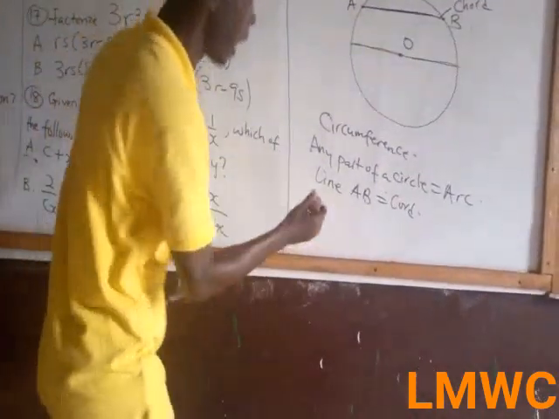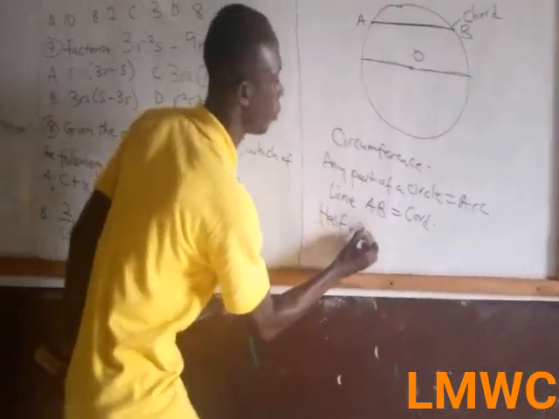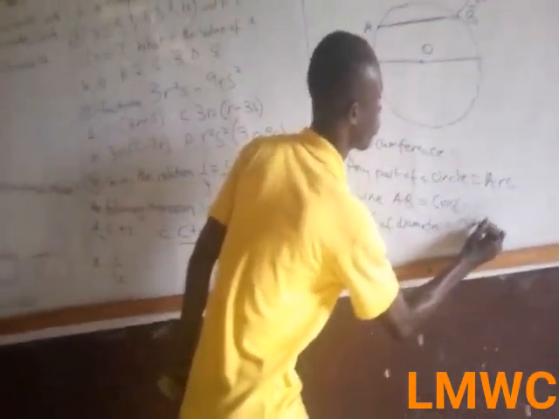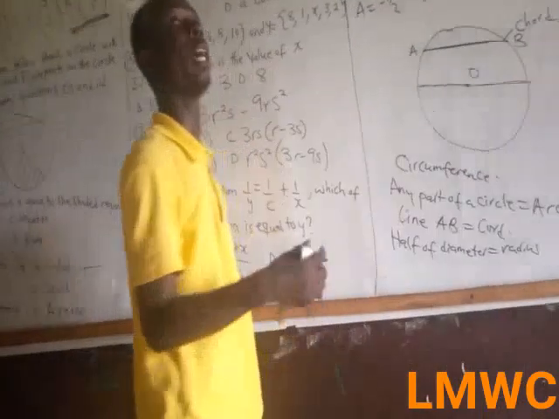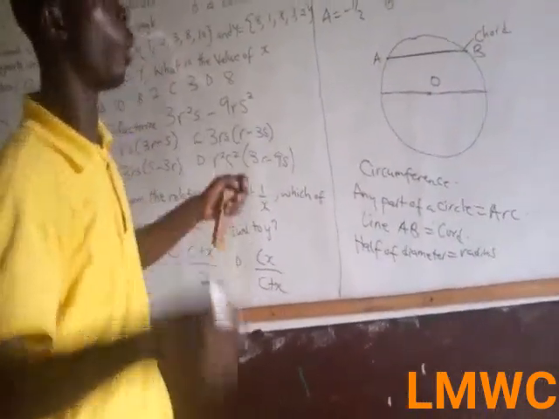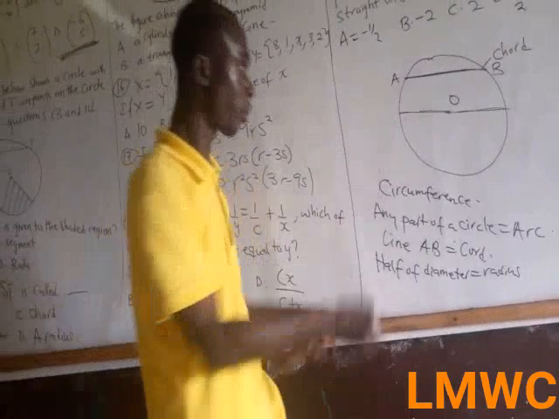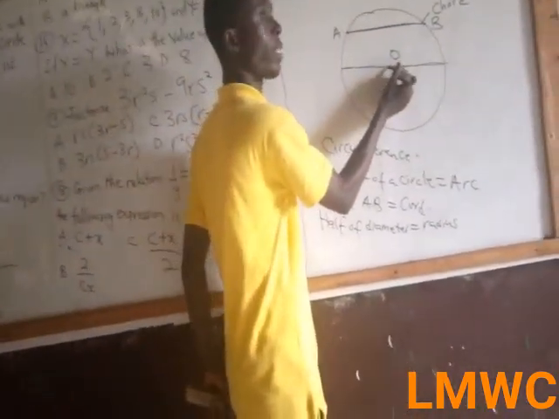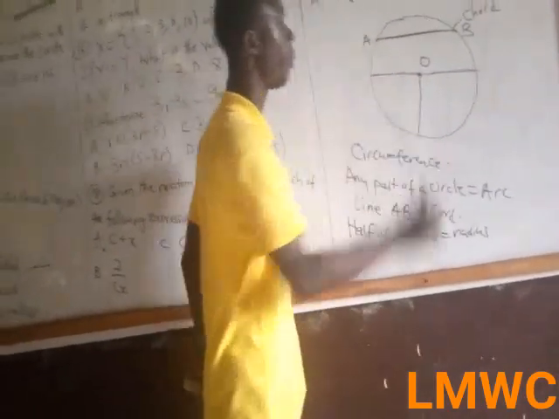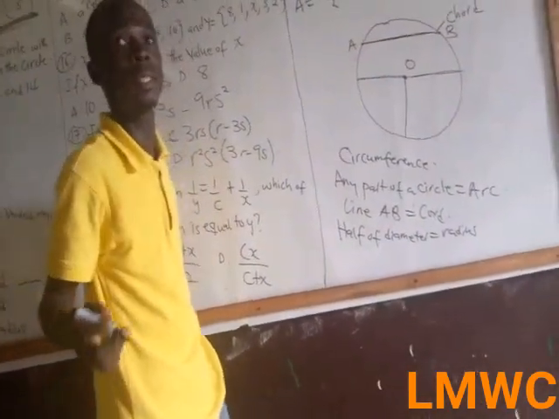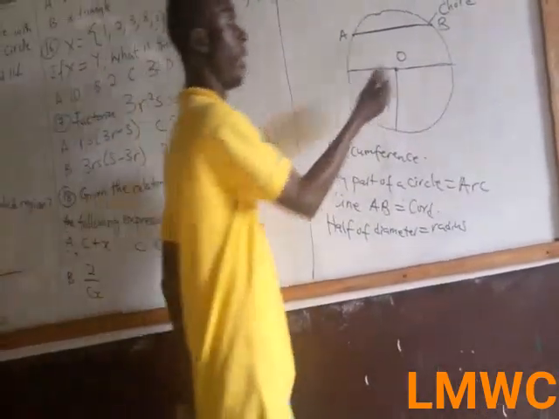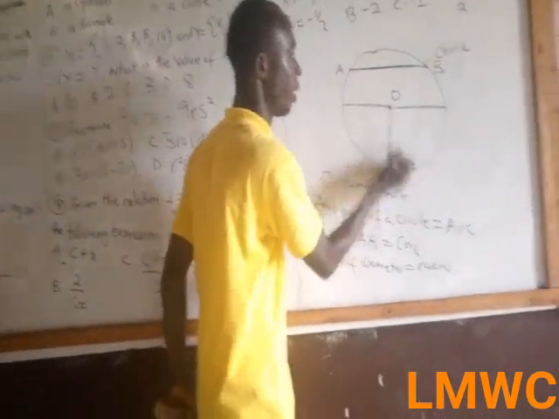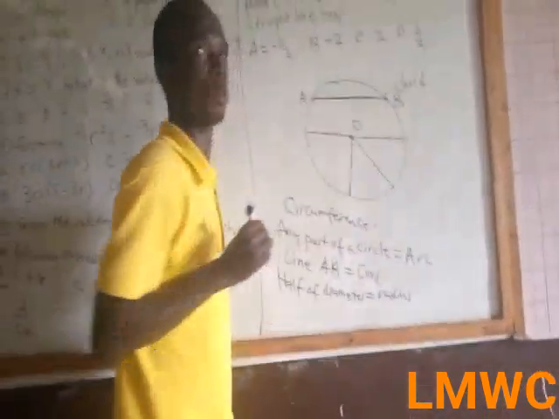And we know half of the diameter is the radius, or radii. Or you can define radius as any line drawn from the center to touch any part of the circle. I repeat it again: radius is any line drawn from the center to touch any part of the circle. So this is another radius.